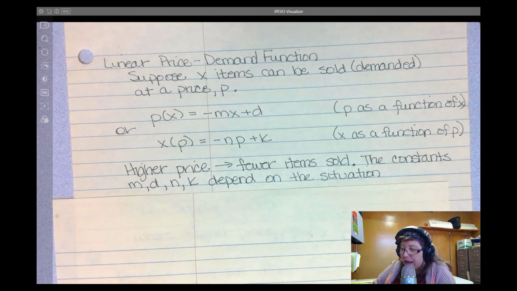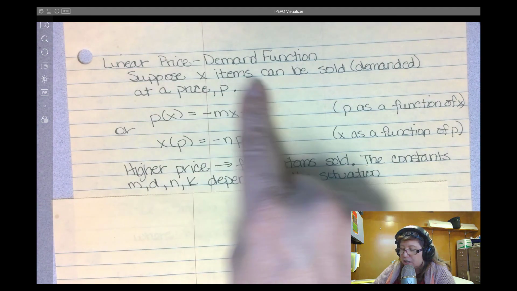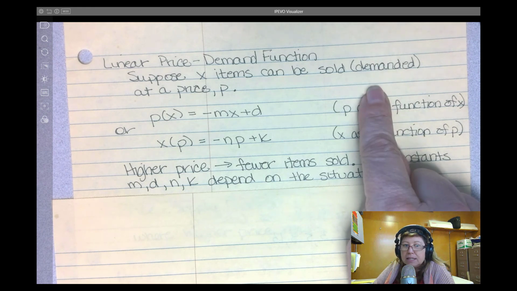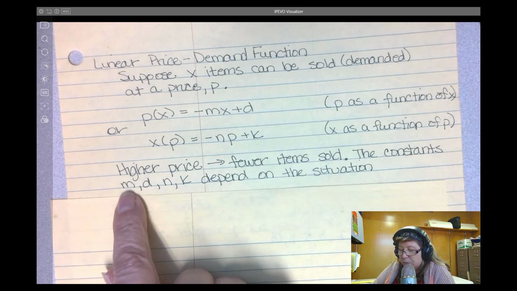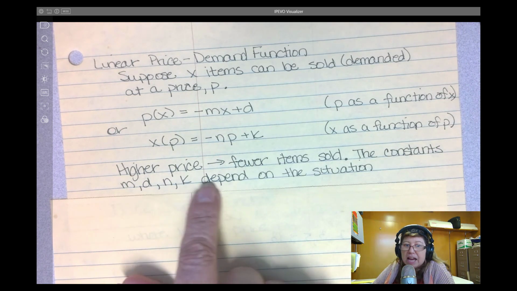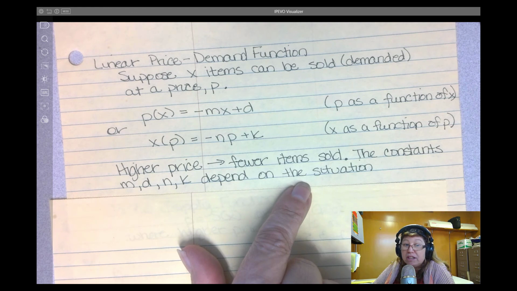That is the price demand function. The demand dictates really what the price could be. The higher the price, the fewer items sold. These variables of M, D, and K actually depend on the situation, and normally they're given to you.